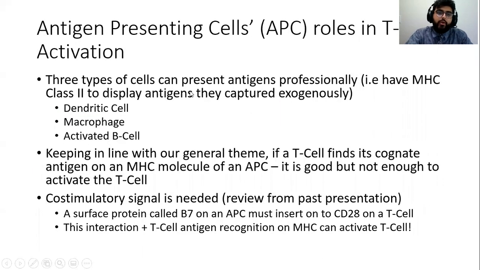Onwards. Okay, so now we have to talk about antigen presentation itself. There are 3 types of cells who are professional antigen presenters: your dendritic cell, your macrophage, and your activated B cell. These cells can capture antigen and tack it onto MHC Class II and then project it, right? If a T cell finds its cognate antigen on the corresponding MHC molecule of an antigen presenting cell, it is the good first step to activate the T cell, right?